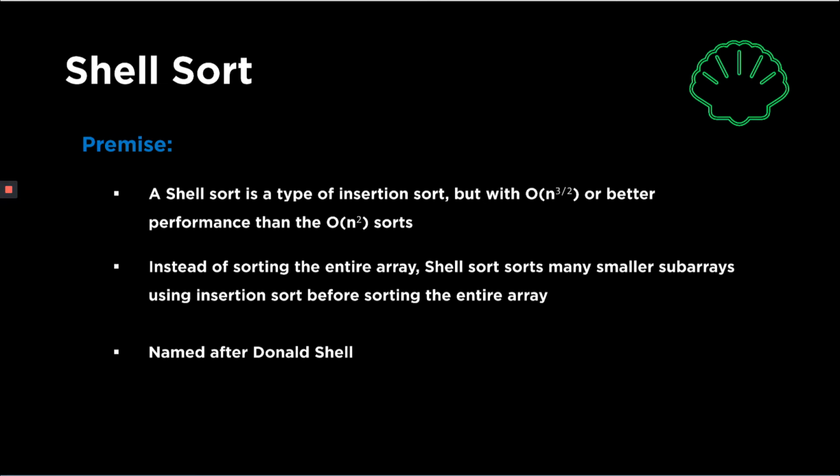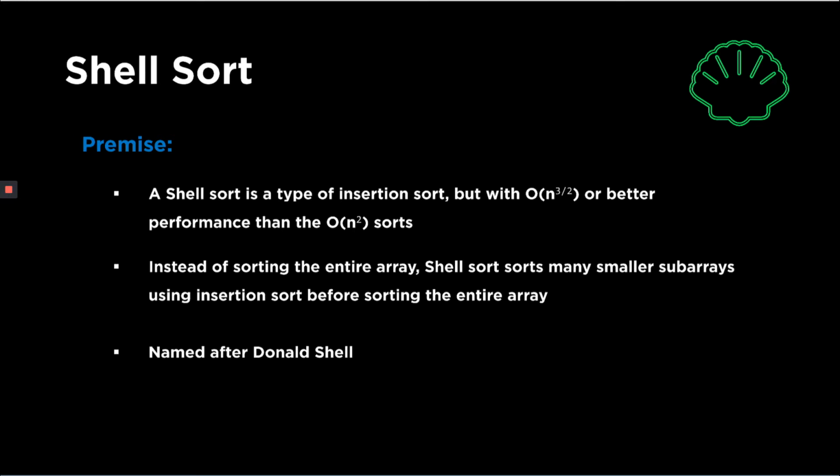This video introduces you to shell sort, which is a special variant of insertion sort. In the previous video, we discussed that insertion sort in the average case takes roughly O(n²) execution time. Shell sort performs way better than insertion sort, as it takes roughly O(n^1.5), or O(n^(3/2)), in terms of execution time in the average case.